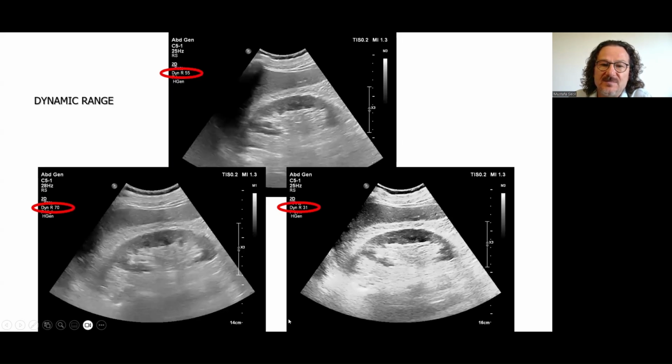This is another extreme example from the abdomen. You see very low, all the details are lost. This is high, and this is the optimal example.